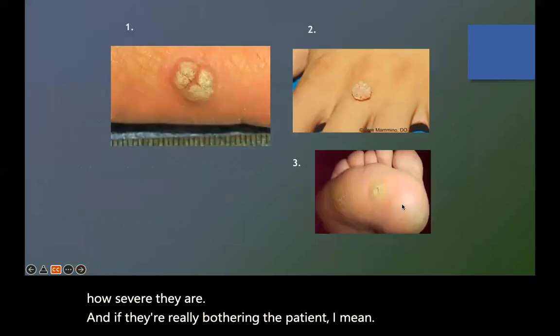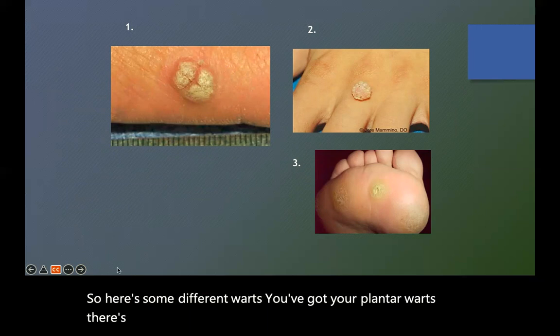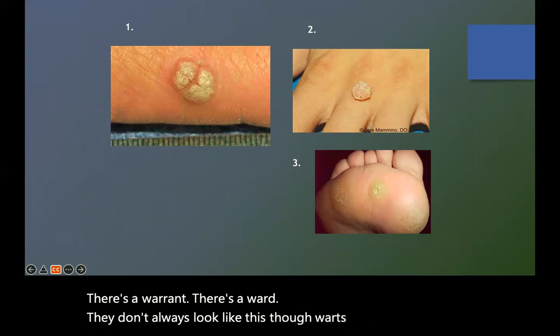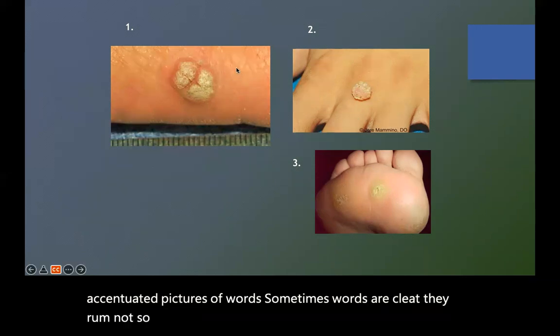So here's some different warts. You've got your plantar warts. There's a wart, there's a wart. They don't always look like this though. These are pretty accentuated pictures of warts. Sometimes warts are not so large. They could be a little smaller and just very benign looking.